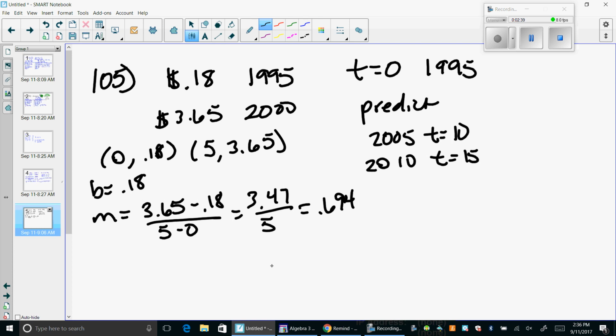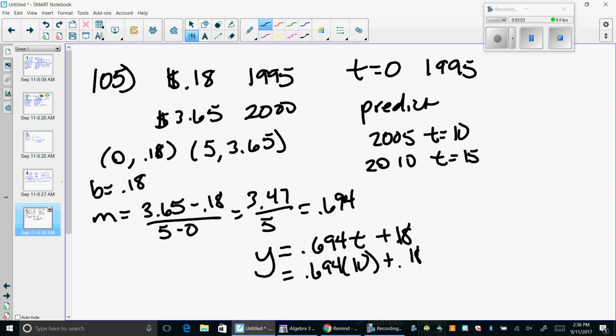All right, so my line is going to be y equals 0.694, I guess I can put t, or x, plus 0.18, because 0.18 is my y-intercept. So if they want me to find it in year 2005, I'm going to do 0.694 times 10 plus 0.18. I'll do that in a second. And then for 2010 would be 0.694 times 15 plus 0.18.